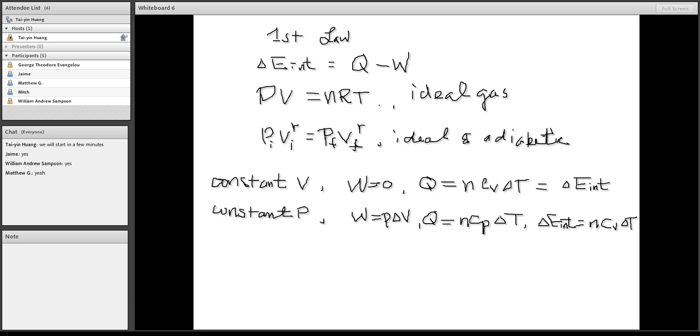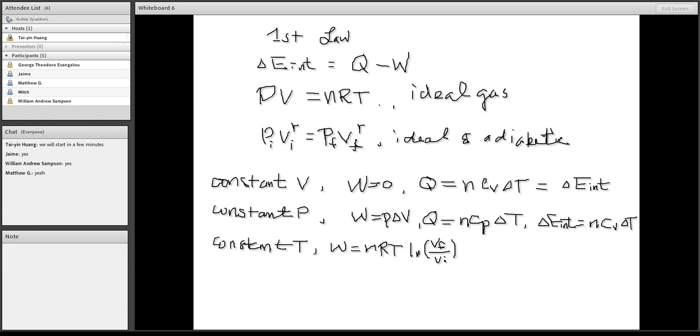And when you have constant temperature, meaning that it is an isothermal process, then let's see. For an isothermal process, your work, we derived that in class. The amount of work can be calculated using this equation, nRT times the natural log of the final volume over the initial volume.